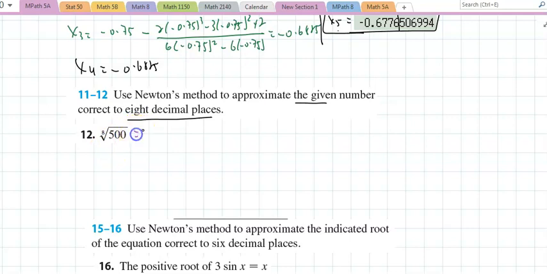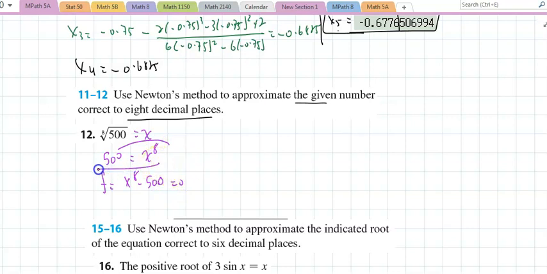Well, if I let this equal x, this means x to the 8th equals 500, right? So I could say f is x to the 8th minus 500. Move this to one side, and I'm trying to figure out where that equals 0.